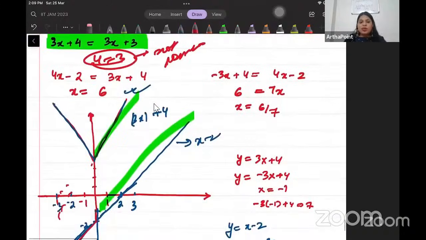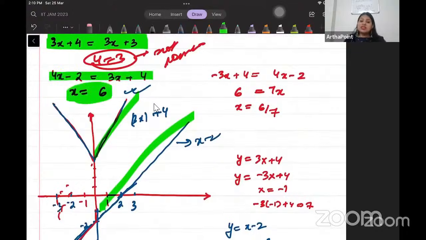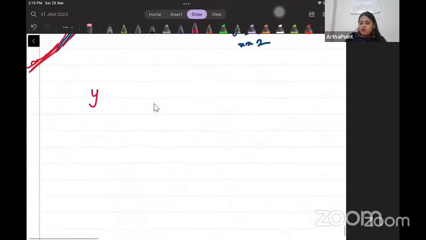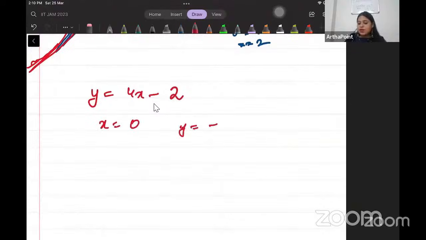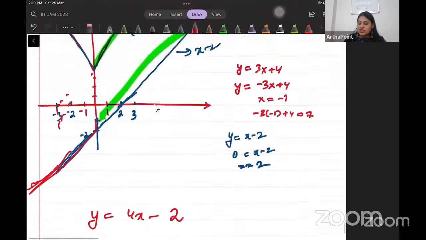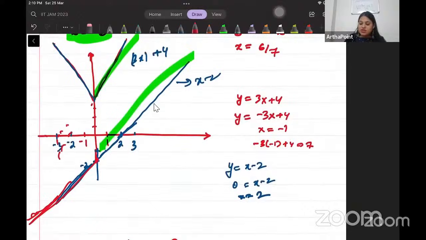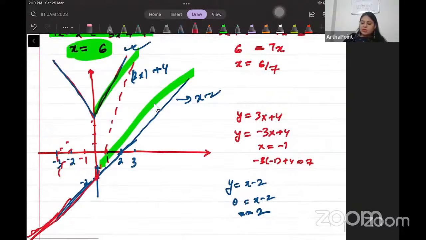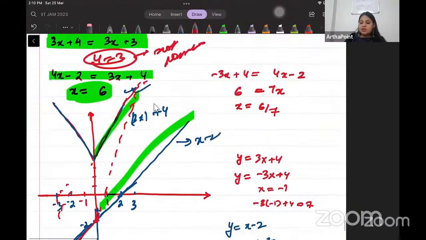Finally, I come to the last one, 4x minus 2, and I equate it to 3x plus 4. So when I equate 4x minus 2 to 3x plus 4, I get x as 6. If you have y is equal to 4x minus 2, you can just go ahead and plot this: when x is 0, y will be -2, right? And then as you keep increasing x, y will keep increasing. It starts from here, but then it increases. And now these two actually meet. Where do they meet? They meet when x is 6. So I do see that they are intersecting. This is the point of intersection that I have, right?